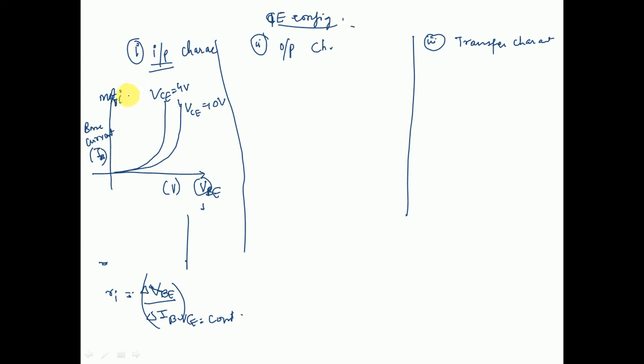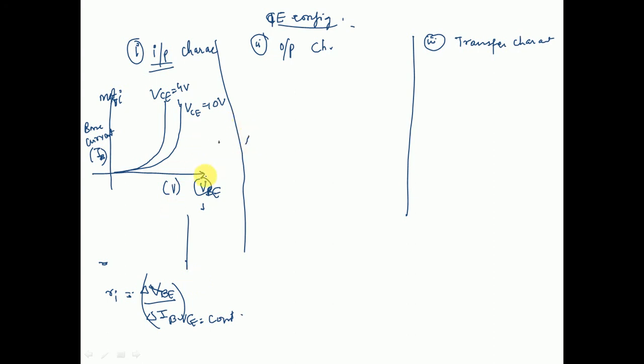Since the input characteristics are non-linear, the RI will also vary at every point. So at every point, if you want to calculate the input resistance, you will have to take the slope on the curve of base current versus VBE.